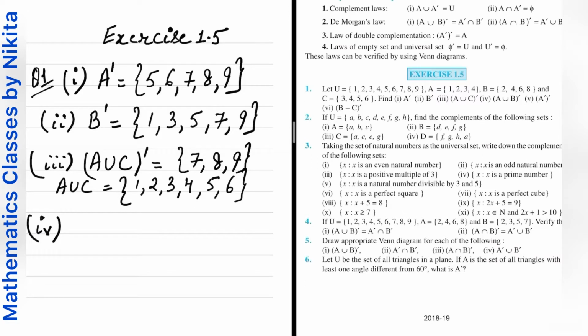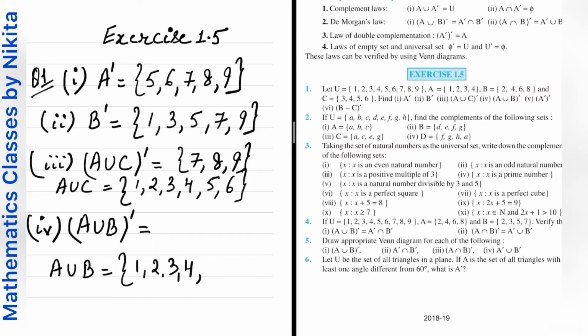Next we want to find (A union B) complement. So again, first I will find what is A union B. Now A union B is 1 2 3 4, and then write all the elements of B, but common element should be written only once. So 2 4 are already there, I will write 6 and 8. Now take the complement of A union B with respect to U. So 1 2 3 4 already there, then 5 is not there, 6 is there, 7 is not there, 9 is not there. So this is (A union B) complement.